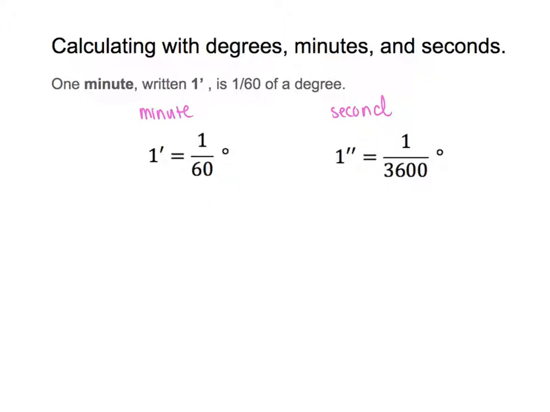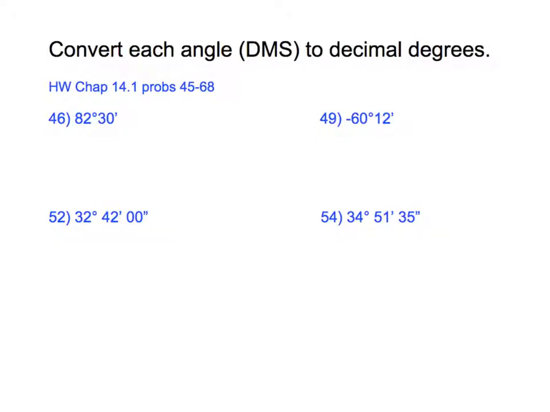Okay, so let's do some example problems where we're doing these types of conversions. All right, so what we're going to be doing here is that I gave you something in the angle form in DMS. DMS stands for degree, minute, and second. Oh, sorry, I spelled second wrong. My bad.